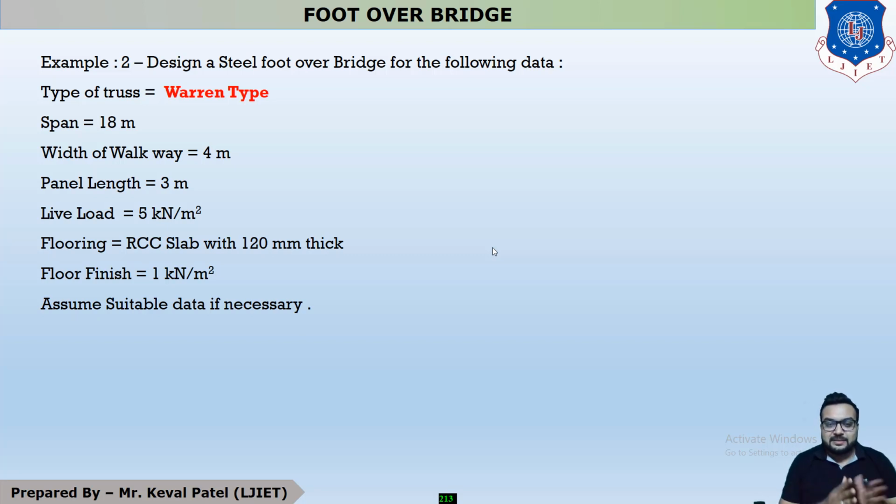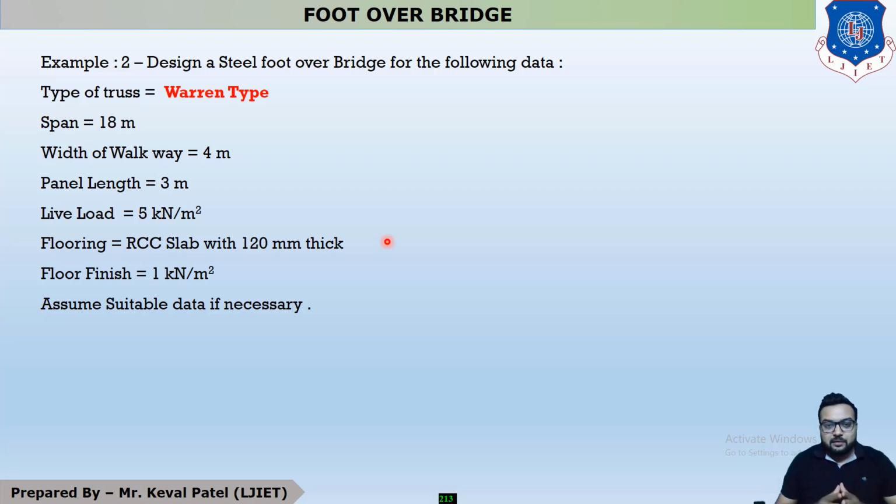So students, in the last lecture, we discussed our example number 1 of foot over bridge, in which we discussed the through type of foot over bridge. In the through type of foot over bridge, we discussed the N type of lattice girder arrangement. In the N type of lattice girder arrangement, there are four main members. First is the top chord, second is the bottom chord, third is the vertical member, and last is the diagonal member.